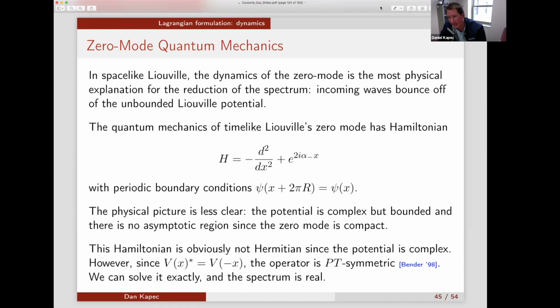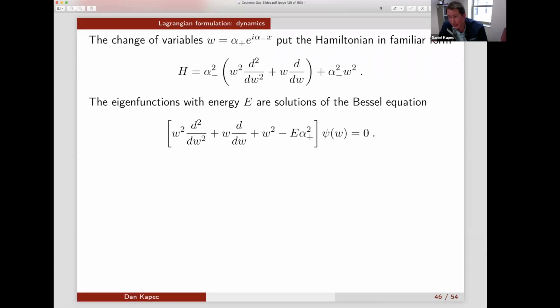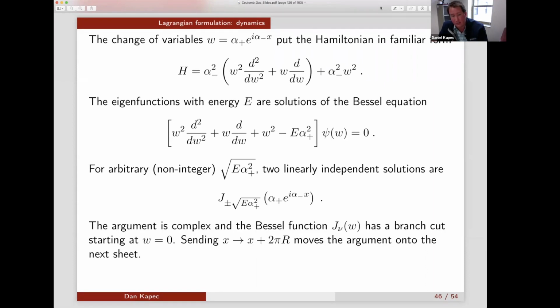But the quantity i times x is actually famously PT symmetric. So although the Hamiltonian is not Hermitian, it is still PT symmetric, so it has a chance of having a real spectrum and real eigenvalues, and you can actually just solve it exactly. You can make a change of variables, which basically turns this into a Bessel function equation.